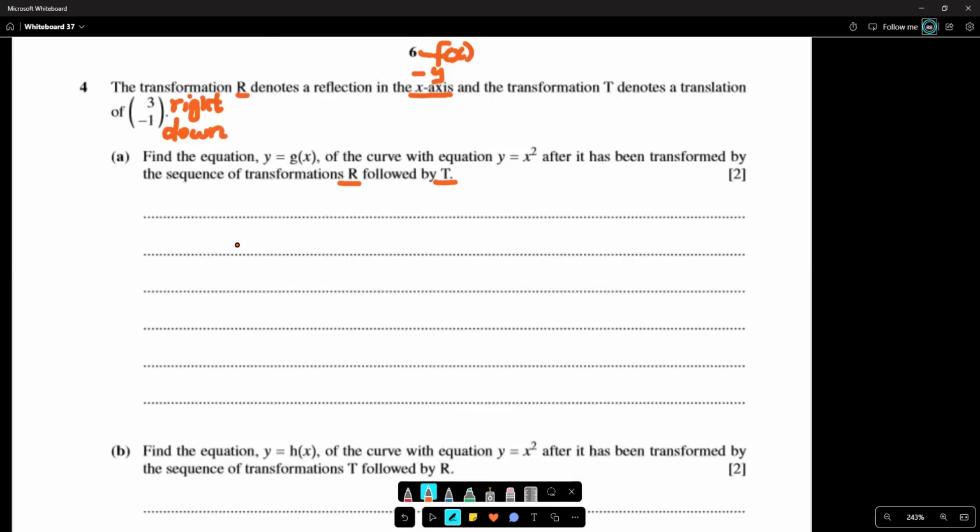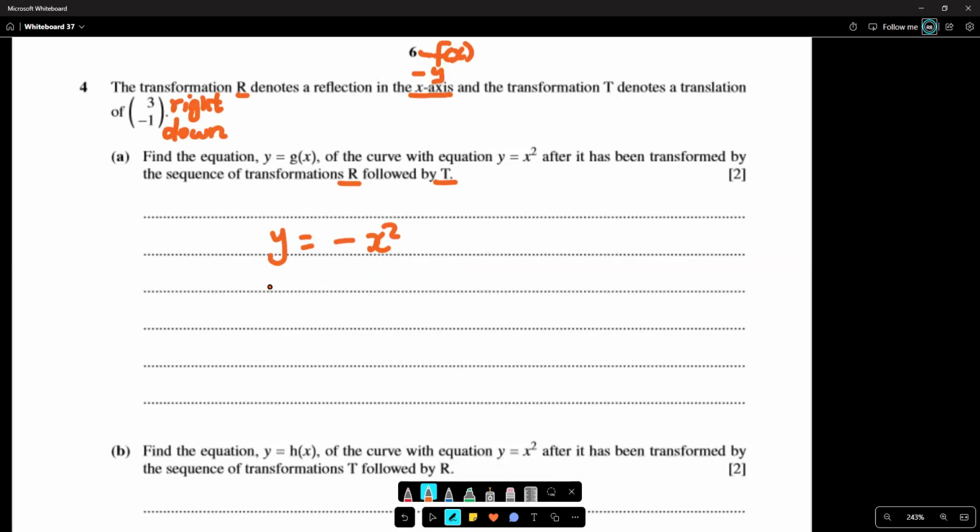So what happens is we're going to have to reflect this in the what? In the y-axis. So we're going to have y equals, remember, y was this. So we have negative x squared. This is the reflection in the what? In the x-axis. You just made the y negative. Do you see it? Awesome.